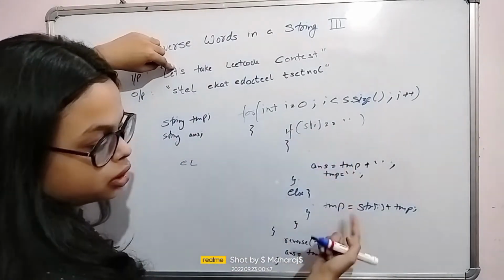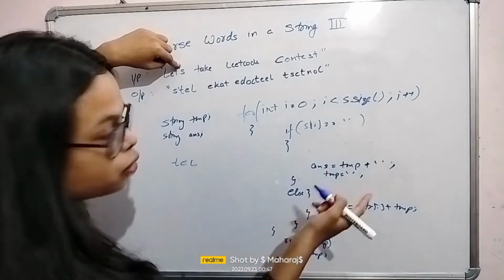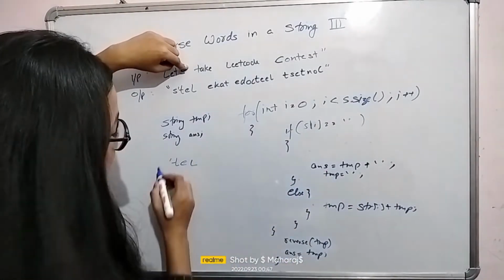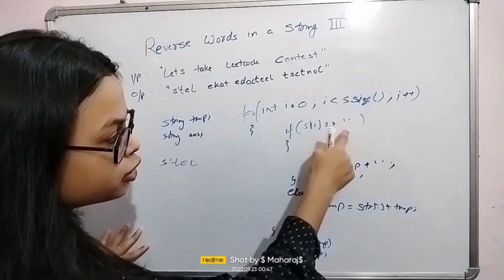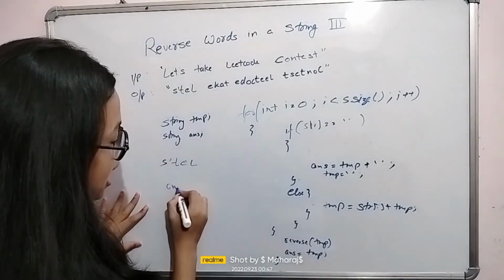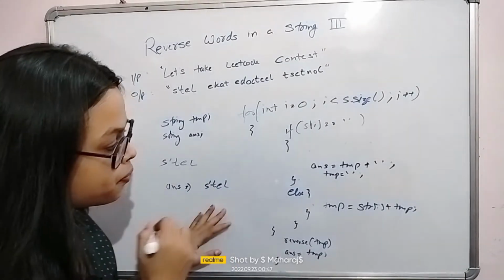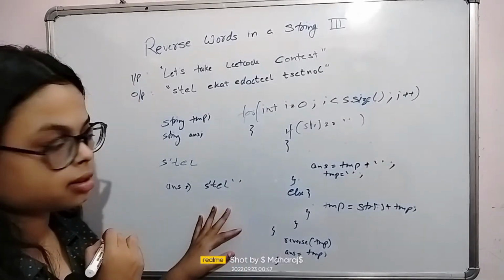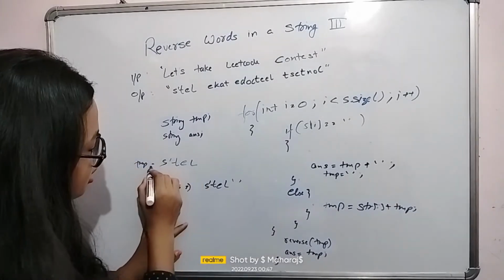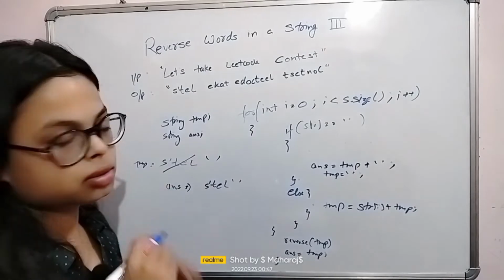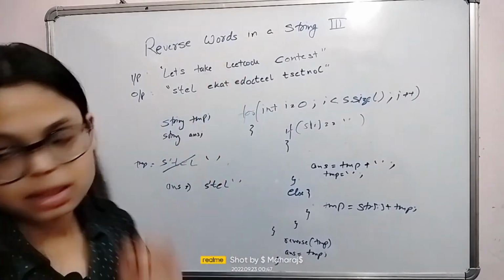Is T a space? No, it's not a space. We'll go inside the else and temp will become T, right? Then the apostrophe is the same, and the S is the same. And now we'll have this space. For the space, our answer variable will now have s't'el, and then plus the space, right? And then temporary, which was earlier this, will now be reset for the next word.